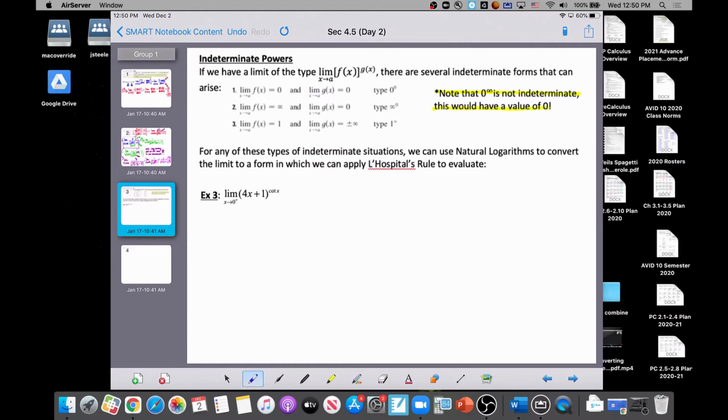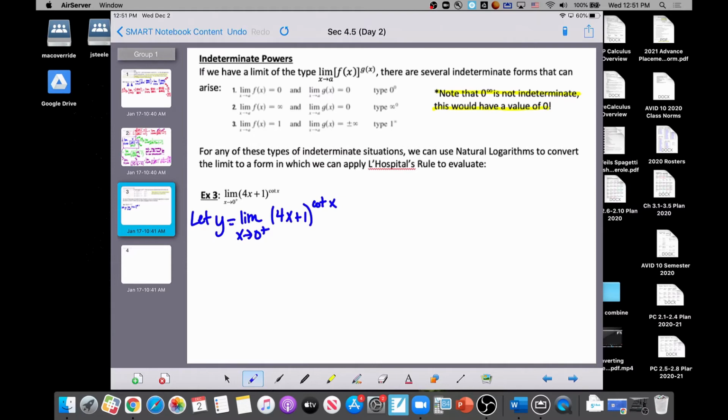Whenever you have a function raised to a function, you're going to need to use the following process, which is using natural logarithms to try to solve the limit. Okay, so our first step is we're going to name this limit y. So we're going to say let y equal the limit as x approaches 0 from the right of 4x plus 1 to the cotangent x. So basically we're just going to give this limit a name and call it y, and so now our job is to solve for y, right? Finding the answer to the limit means finding y.